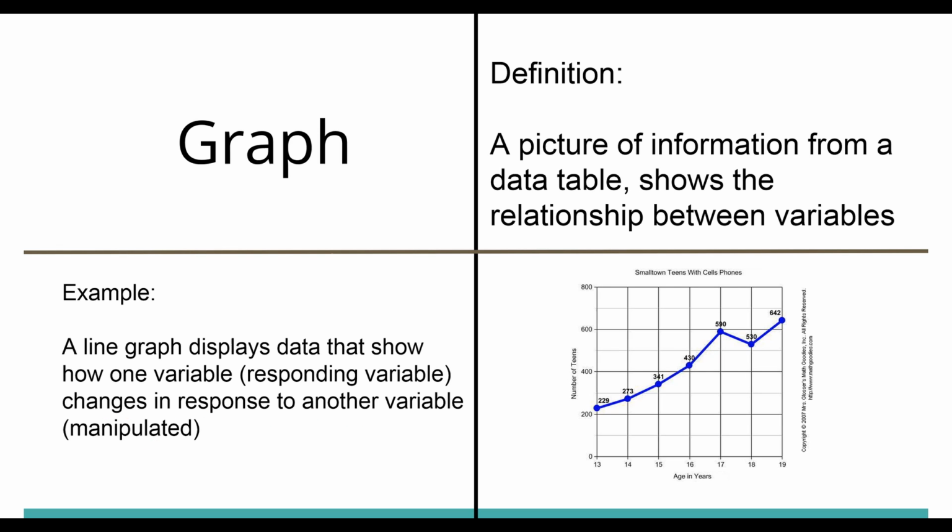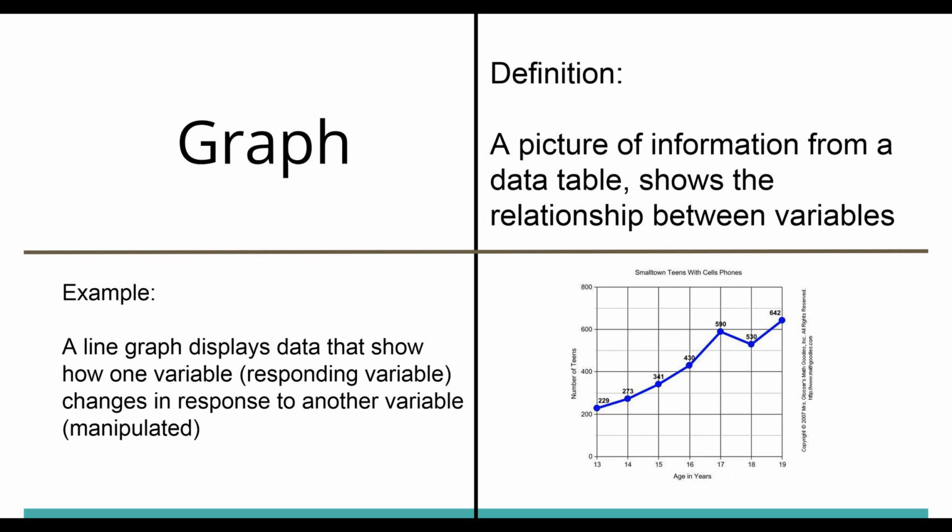So we talked about these earlier in the school year. So we have our responding variable. Now remember, that's what's reacting or changing in response to our manipulated variable, and that's the thing that we're deliberately changing. So we want to see how these are related, and we can see that over on our graph here, where we have the age in years of something. In this case, it's going to be small town teens with cell phones.